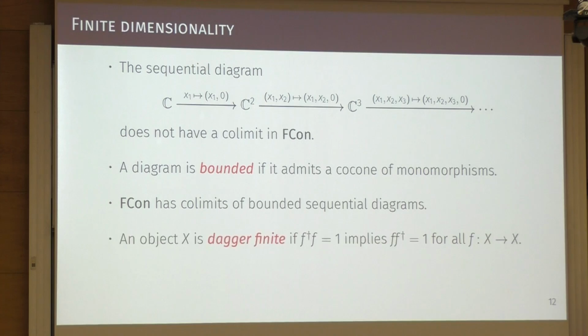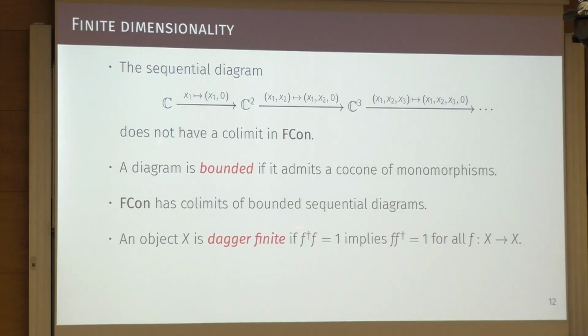So the final ingredient we need is a way to ensure there's no extraneous objects in our category that happen to not be finite dimensional. There's various ways of characterizing finite dimensionality, but this is the one that fit most easily with the rest of the axioms. An object X is dagger finite if f dagger f equals 1 implies f f dagger equals 1 for all morphisms f from X to X.